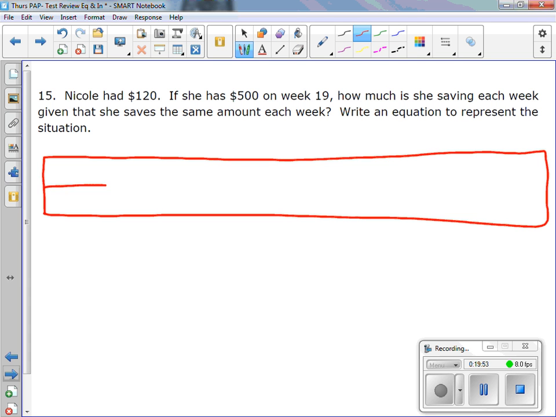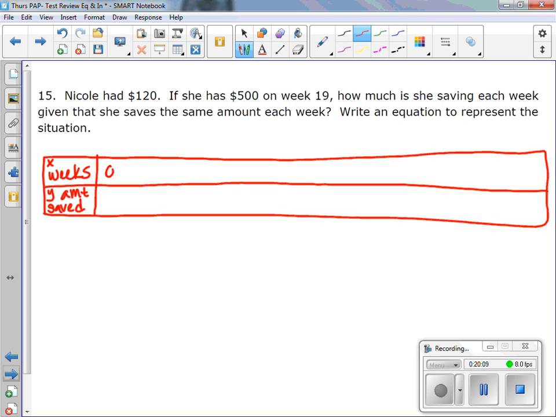So that's important to figure out what's going to be your X value and what's going to be your Y. Your X is always your input, which is the weeks, and your output is the amount saved. So at 0 weeks, we don't know, 1, 2, 3, 4, 5.